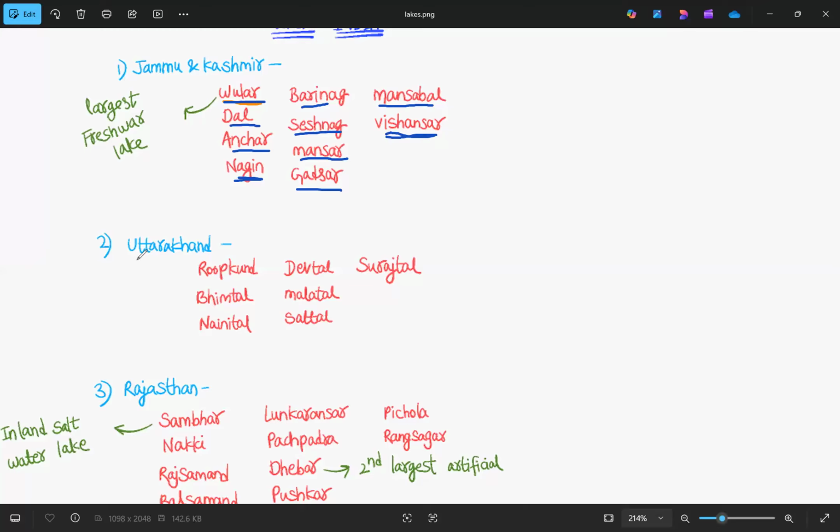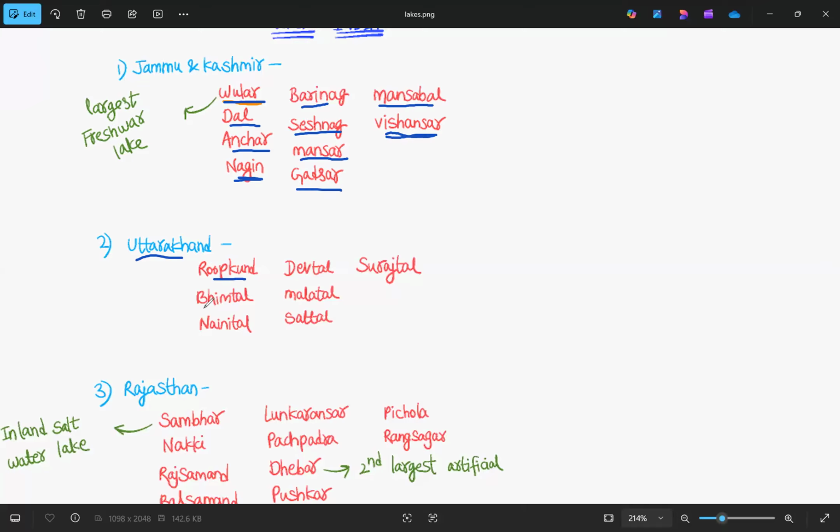The next state is Uttarakhand. In Uttarakhand, most of the lakes have Tal at the end of the name. The first one is Roop Kund. It is called the skeleton lake because there are so many skeletons scattered around in this lake. That is why Roop Kund is called the skeleton lake, and it is situated in Uttarakhand.